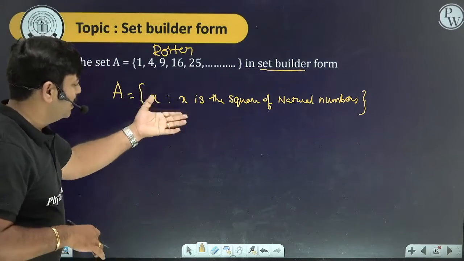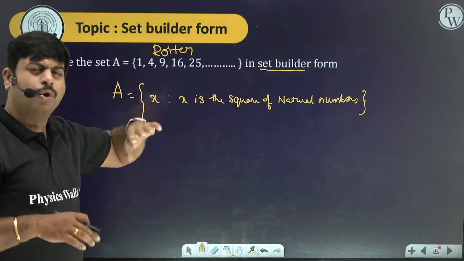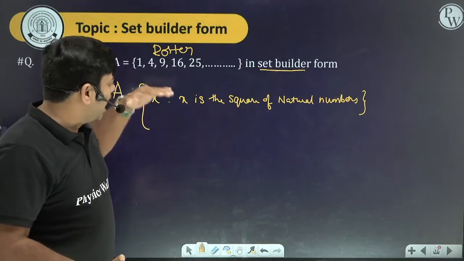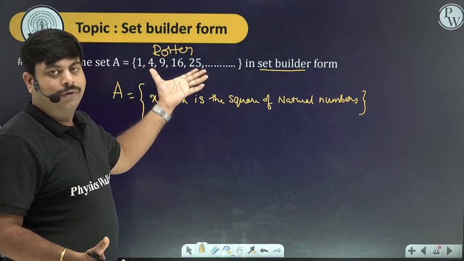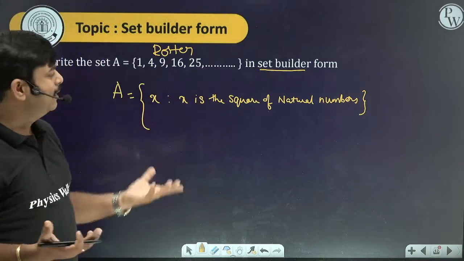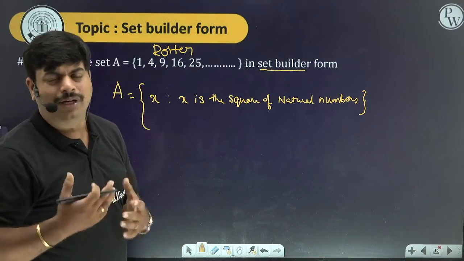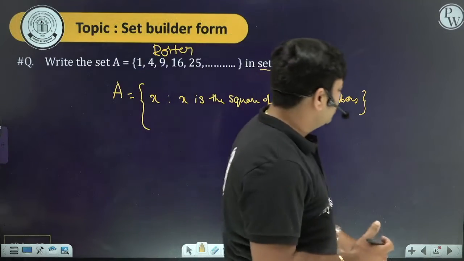So there is not just one set builder form. You can write in so many ways. If you write it in some other format, but that particular value is still equal to this one, that is also correct. It's not only x here. You can write y, you can write a, whatever it is, but the ultimate answer should be the same.